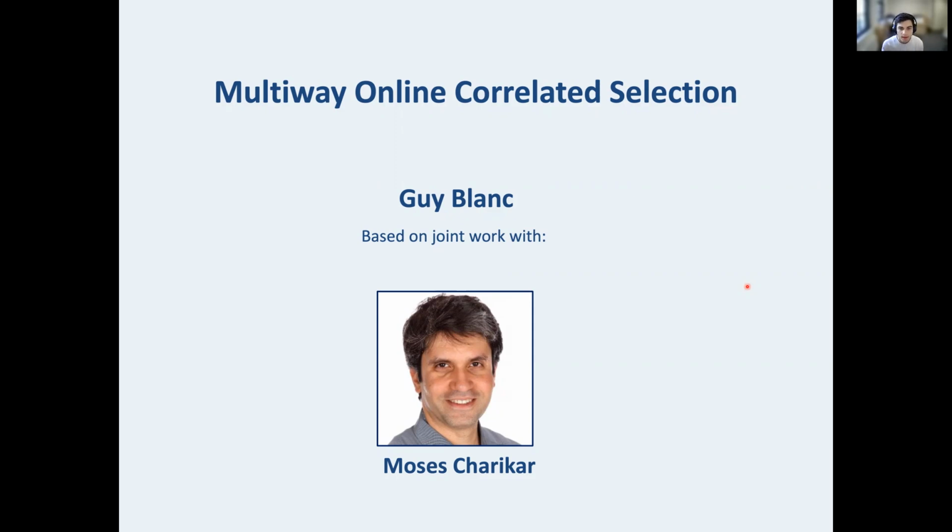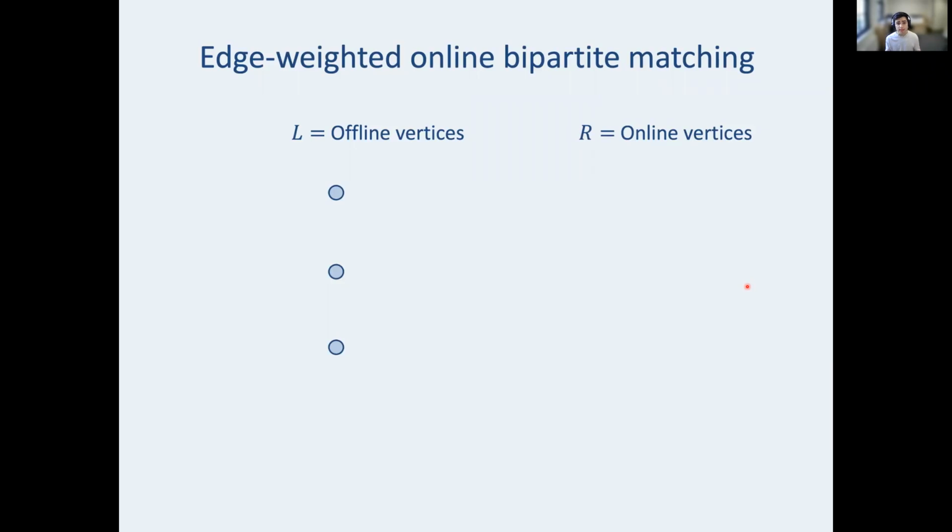Hi, everyone. My name is Guy, and I'll be telling you about joint work with Moses Charikar on multi-way online correlated selection. The problem we consider in this work is that of edge-weighted online bipartite matching. And if you've never heard of it, don't worry. In this slide, I'm going to explain to you how it works.